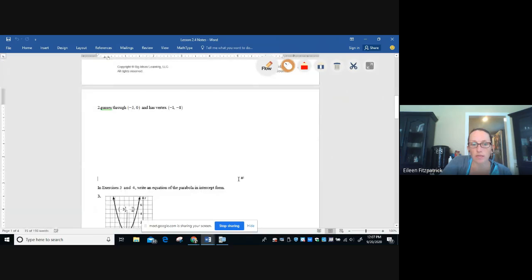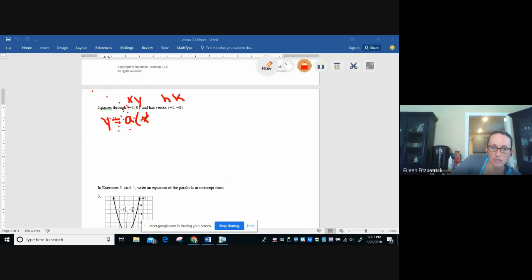All right, the next one is really the same. We just don't have a diagram to look at. Okay, you're given a point and you're given the vertex. So you're going to want to identify the point as your X and your Y and the vertex as your H and your K. Write down your equation. Y equals A times the quantity X minus H squared plus K, and substitute the values in.